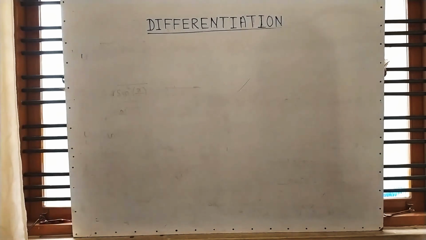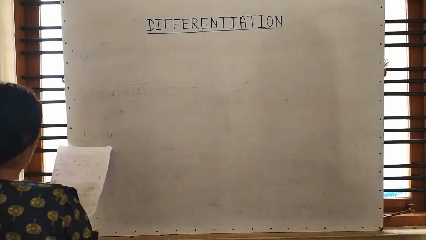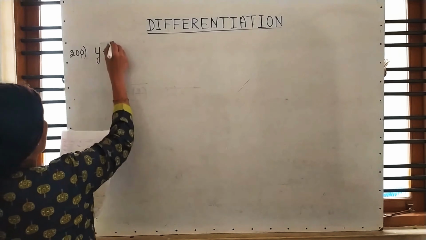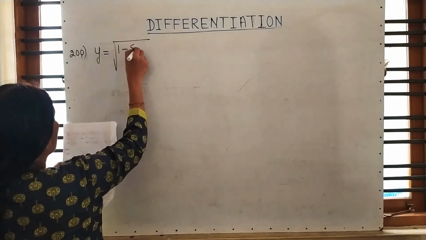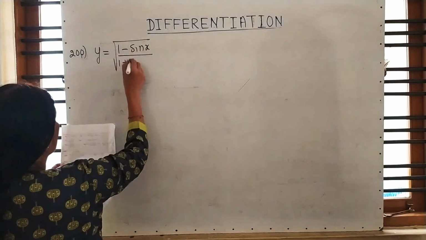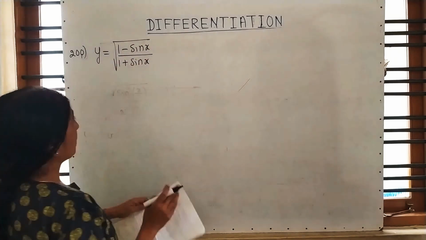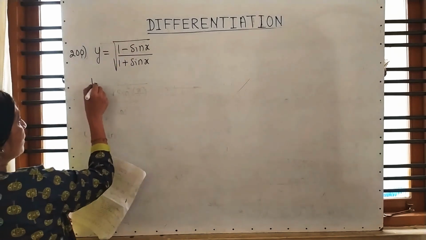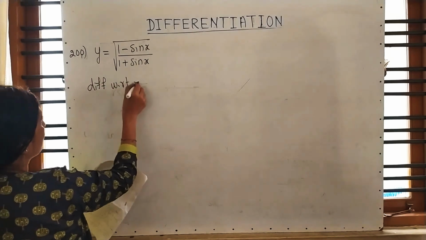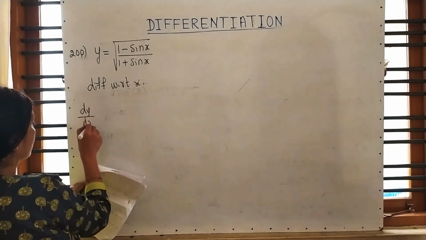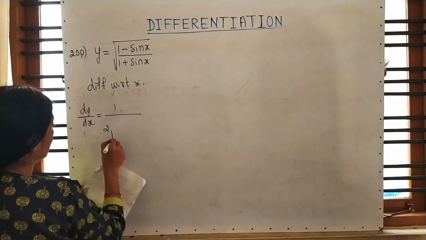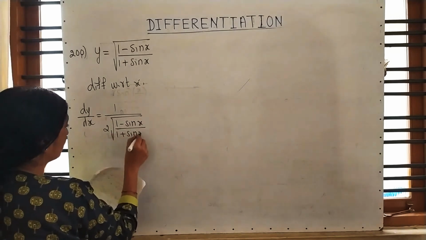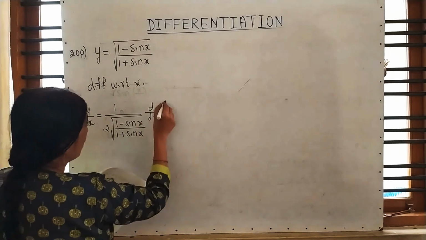Moving to the next question. Question number 200. Y is equal to root of 1 minus sin x upon 1 plus sin x. Like previous, we cannot apply multiples and submultiples here. So I am differentiating first root. Then I am applying u by v method.